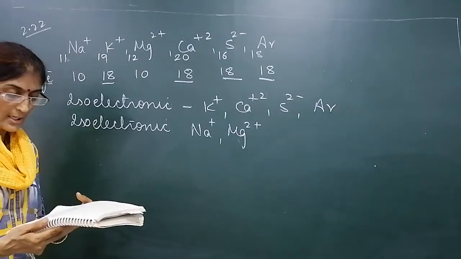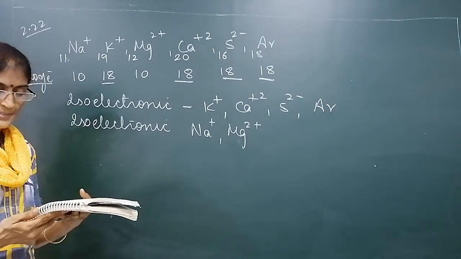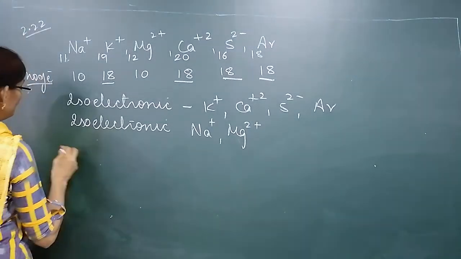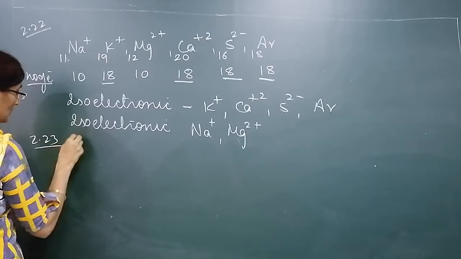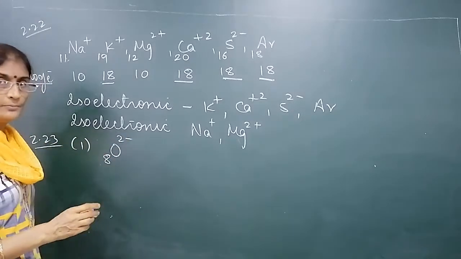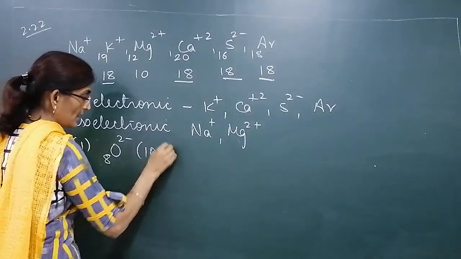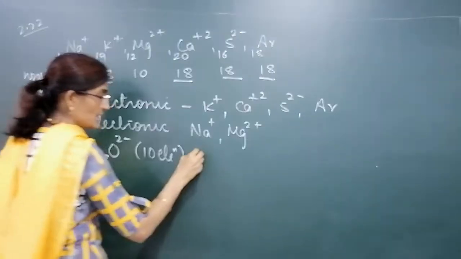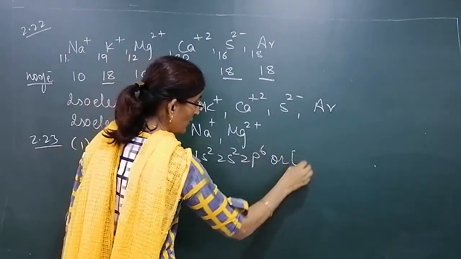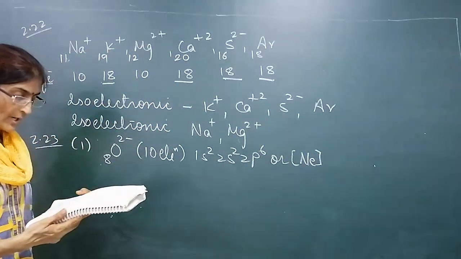Question number 23. Write the electronic configuration of these ions. So suppose we take one, that is O minus 2, the oxide ion. Atomic number of oxygen is 8. Minus 2 means 2 electrons gain. So total number of electrons will be 10. So what is the configuration? 1s2, 2s2, 2p6. Same as neon. So oxide ion has the same number of electrons as neon.